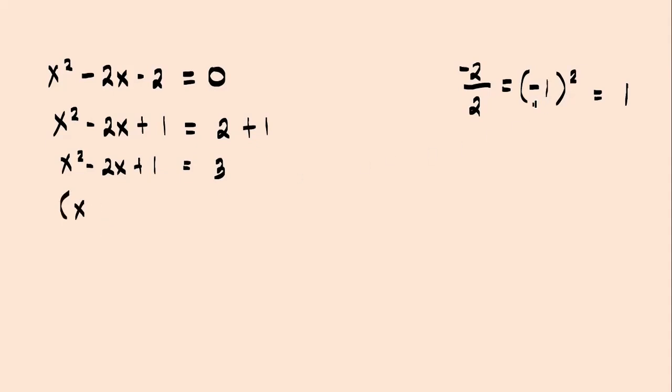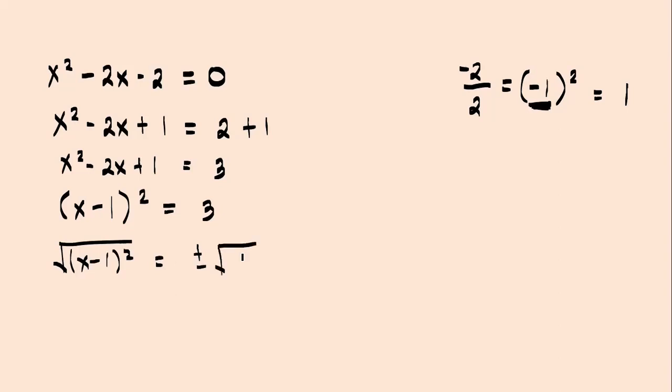Tapos ano yung nakuha mo kanina? Negative 1. Kung ano yung nakuha mo sa b over 2, yun yung ilalagay mo dito. Okay? So since that is negative 1, negative 2 divided by 2 is negative 1. So that will become negative 1, then squared is equal to 3. Okay, so next, kunin ang square root. So square root of x minus 1 squared is equal to positive negative square root of 3. So cancel, cancel. So we have x minus 1 is equal to positive negative square root of 3.